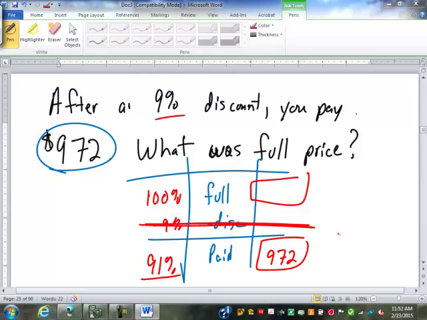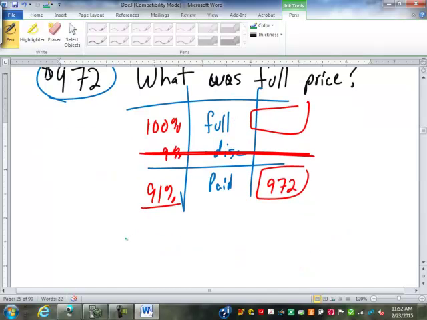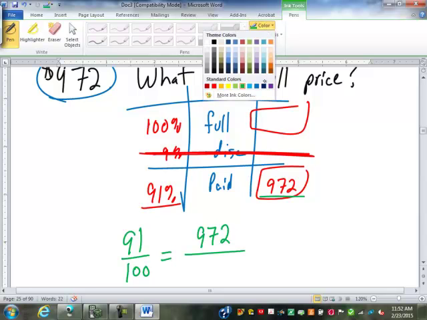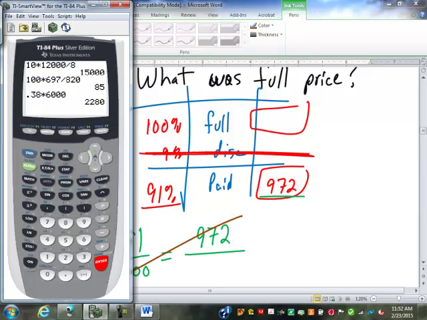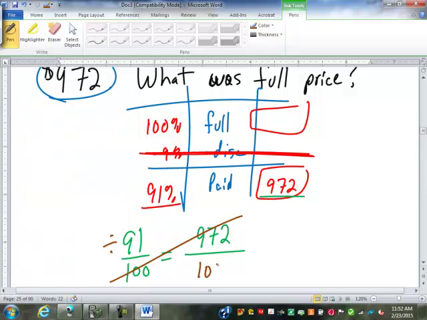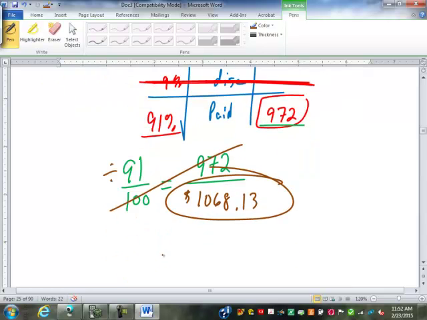So that tells us how to set up our proportion for calculating our percents. We're not dealing with the 9%, we're dealing with 91%, so 91 out of 100. And the $972, since that's the amount after the discount, matches up with the 91. And we go ahead and cross multiply and divide. 100 times 972 divided by 91 is $1,068.13. So before the discount, that's what the total price was.